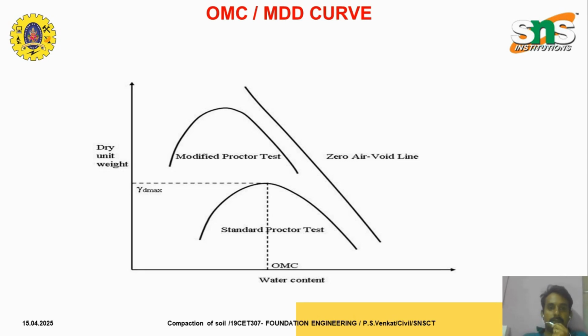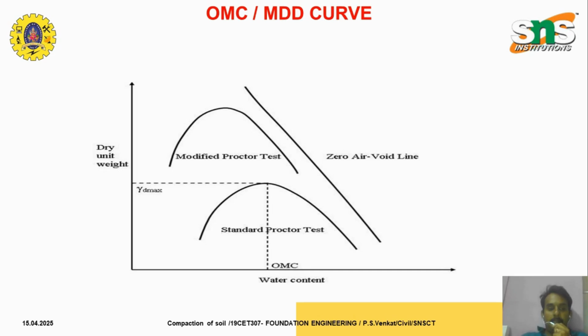So this picture represents the OMC and MDD curve. Once the test is conducted for various water contents, we plot a curve known as the compaction curve, which shows how dry density varies with moisture content. The curve peaks at a point where the soil achieves its maximum dry density. This point is called OMC, optimum moisture content, and MDD, maximum dry density.